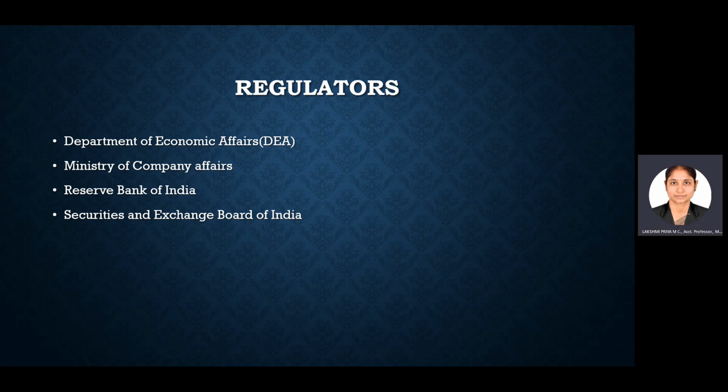The governing body of the stock exchange consists of 13 members, of which six members of the stock exchange are elected by the members of the stock exchange. Central government nominates not more than 3 members. The board nominates 3 public representatives. SEBI nominates persons not exceeding 3, and the stock exchange appoints 1 executive director.